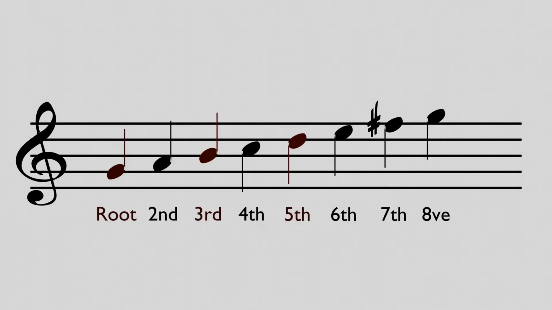We call them the root, the third, and the fifth because they're the first, third, and fifth notes of a scale we use to make up the chord. You can think of it like coffee, sugar, and milk that go into a sweet, milky cup of coffee. Three ingredients to make up the chord.